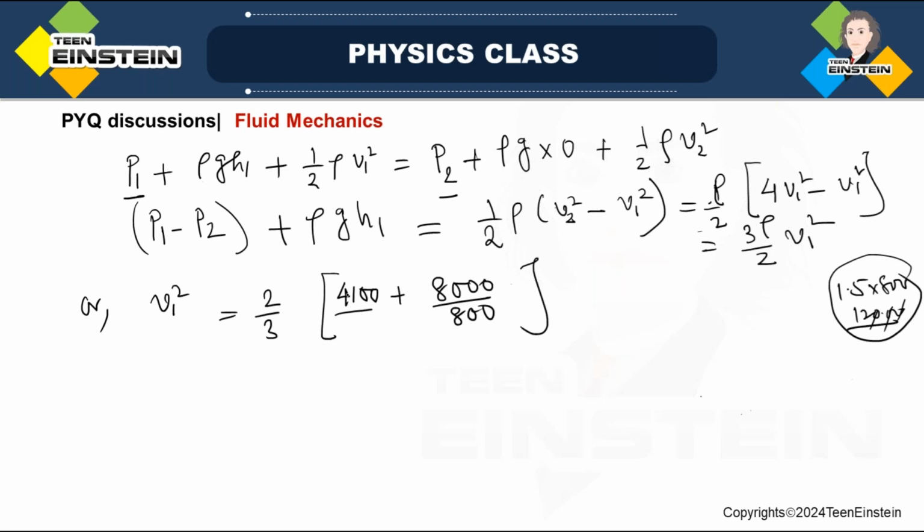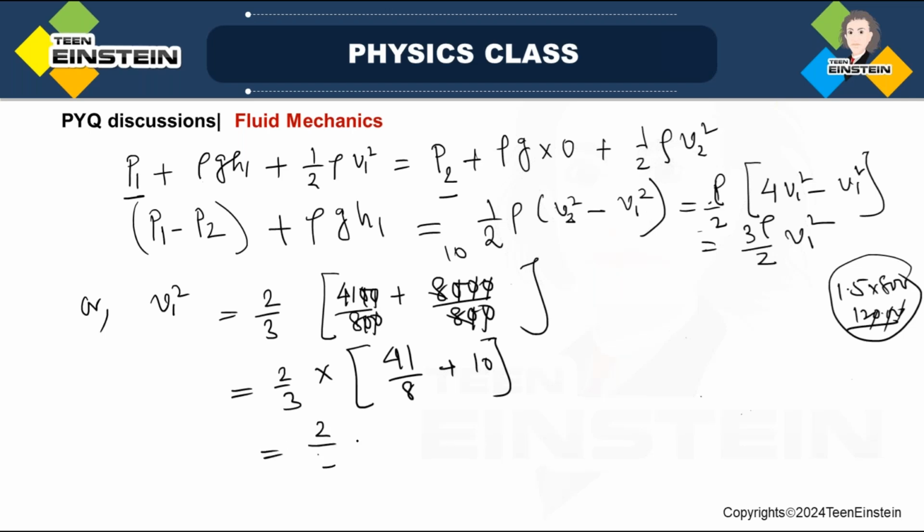Okay, this is 800. Okay, so this will be 10 actually. 10 here. 2 by 3, 4 into this by 8 plus 10 here. I guess this will be okay now. So 2 by 3, this will be 121 divided by 8.